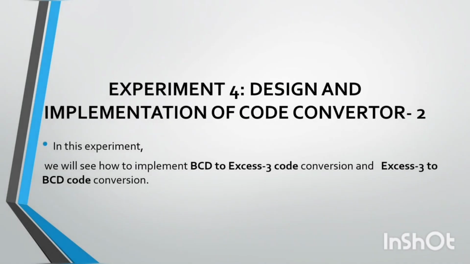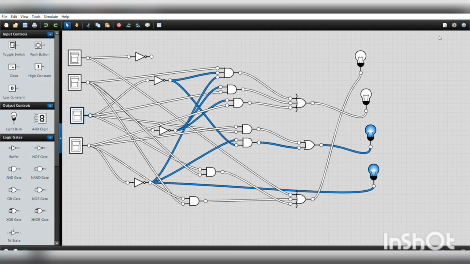So our next experiment is experiment 4, that is the design and implementation of code converter 2. In this experiment, we will see how to implement BCD to XS3 code conversion and XS3 to BCD code conversion. This circuit design depicts the BCD to XS3 code conversion, and when all your BCD inputs are 0, your corresponding XS3 output is 0, 0, 1, 1.